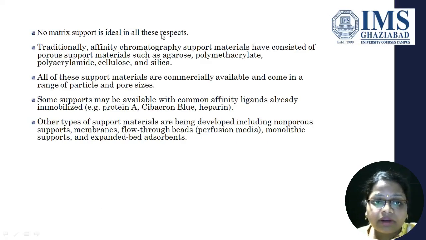Although no matrix is perfectly ideal, in affinity chromatography the generally used support materials are porous support materials like agarose, polymethyl polyacrylamide, cellulose, and silica. All the support materials are commercially available and come in different particle and pore size ranges. Some supports may be available with common affinity ligands already immobilized. Other types of support materials have been developed, including non-porous supports, membranes, flow-through beads, monolithic supports, and expanded bead adsorbents.